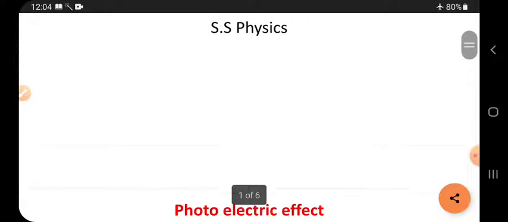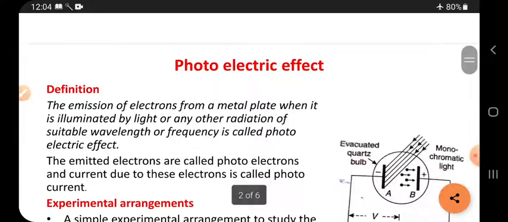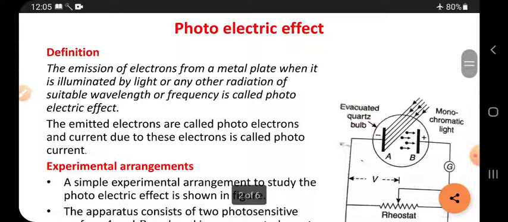So today's topic is very important for the examination. This question mostly comes in the paper. So see what is the question.